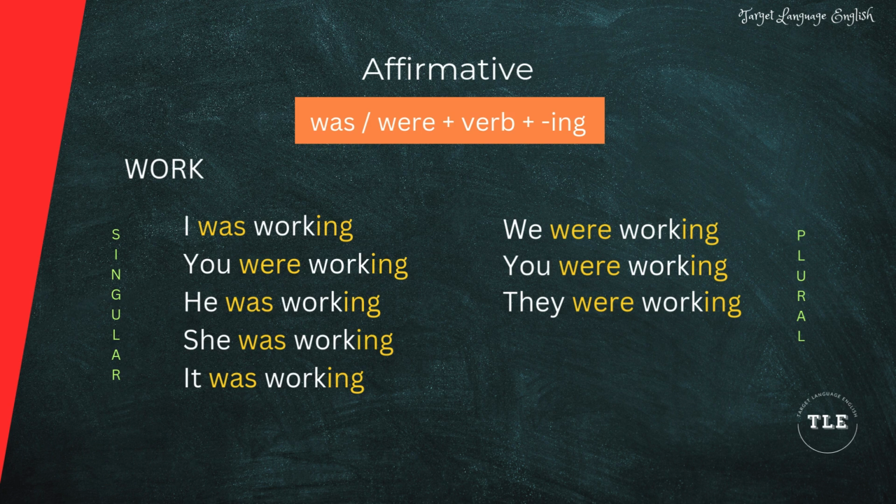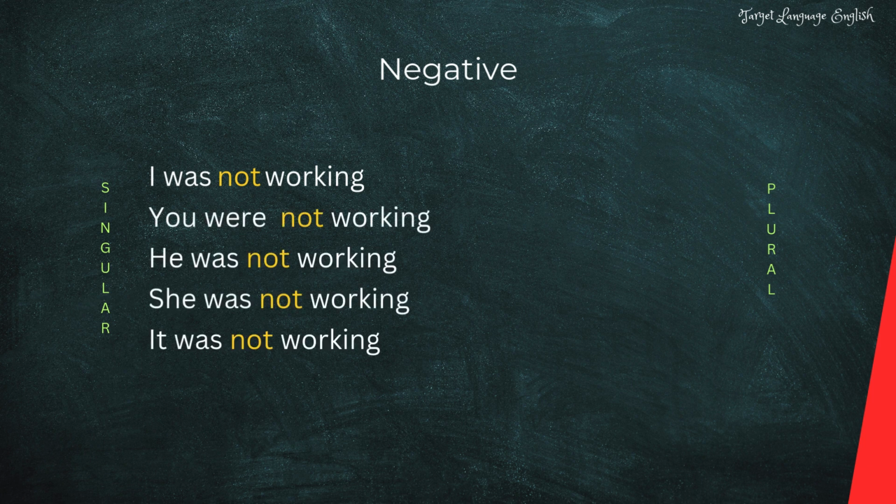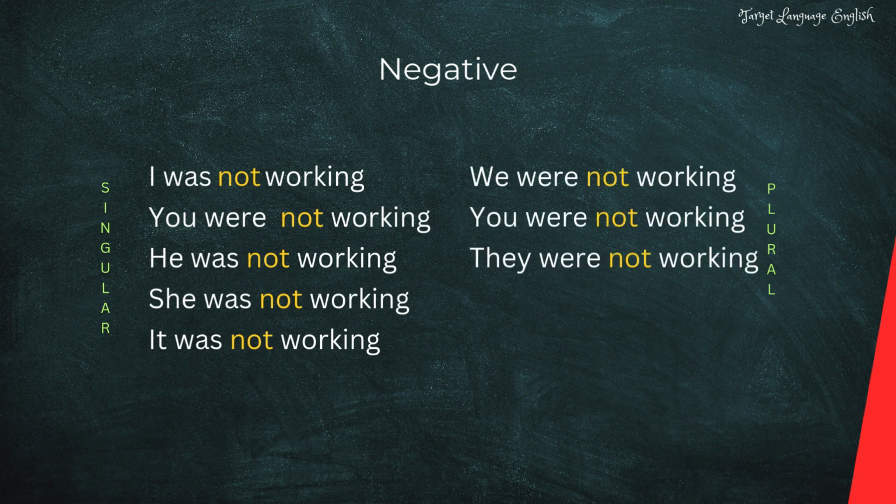Remember that we only change the helping or auxiliary verb be. The main verb remains the same. In our example, working is the same for all subjects. Let's now move on to the negative form. We need the word not, which we place between the verb to be and the main verb. Singular, I was not working. You were not working. He was not working. She was not working. It was not working.